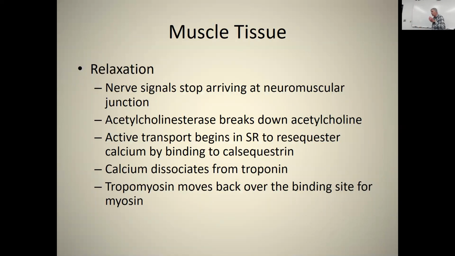Relaxation. Nerve signals stop arriving at the neuromuscular junction. Acetylcholinesterase breaks down acetylcholine in the synaptic cleft. Active transport begins in the sarcoplasmic reticulum to resequester calcium by binding to a protein called calsequestrin inside the sarcoplasmic reticulum. Calcium dissociates from troponin. This causes tropomyosin to go back over the myosin binding sites in actin and block them.